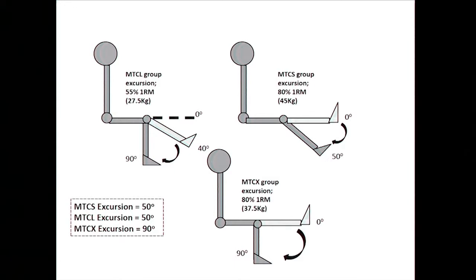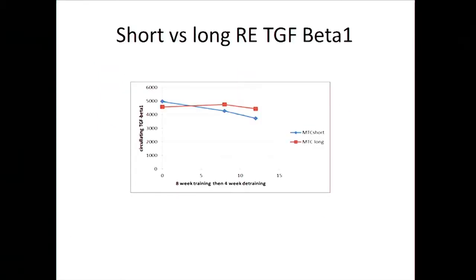For the knee extension, you can exercise patients here where the quadriceps is in the long length, or you can exercise here where the quadriceps is in the short length. And what you find, if you look at the TGF-beta, now you've heard TGF-beta may not be a good thing for cancer. So what happens here is if you do the group averages and you do the contraction in the short length, TGF-beta is going down during the training, and it continues to decrease after the training is over, whereas TGF-beta in the long length isn't changing much.